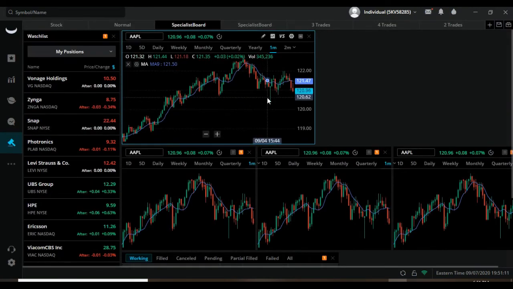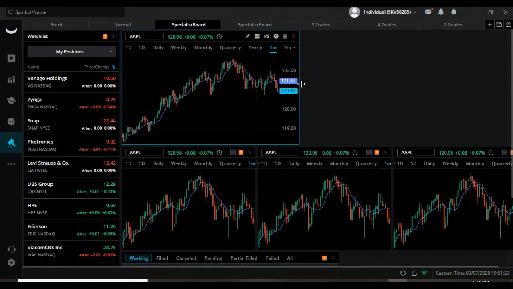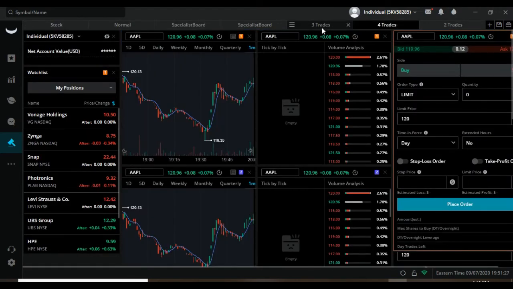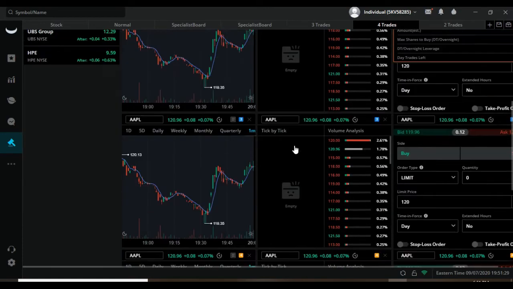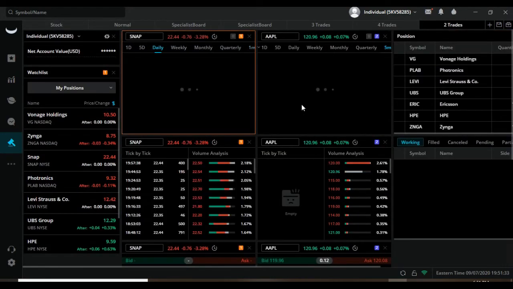So this is really for the active traders, people who want to have a lot of charts in front of them, and they want to see things happening from multiple stocks at the same time. So these are customized boards up here to the top. You can do 4 trades, which breaks down into 4 different screens. You probably aren't going to want that. You can have 2 trades.